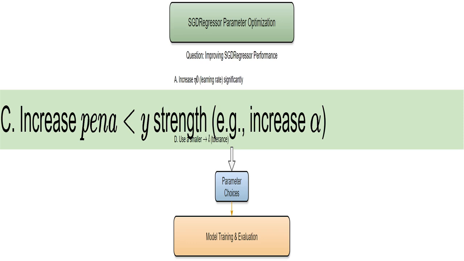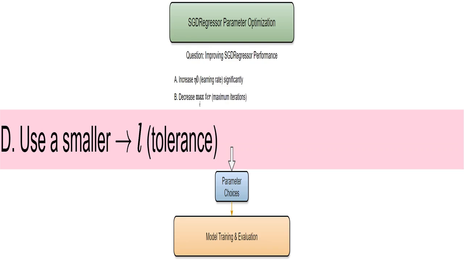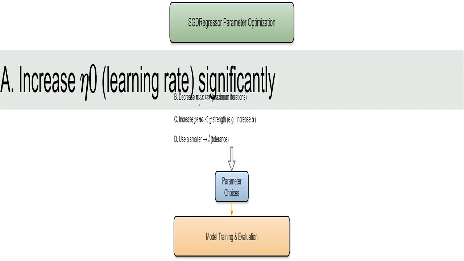sometimes speeds up convergence. A smaller tolerance means the algorithm will keep refining the model until changes in the error are tiny. This means more iterations, slightly longer training, but better accuracy because the model gets closer to the best fit. Reducing the maximum number of iterations will make training faster, but it could result in an incomplete model, potentially harming accuracy. It's a trade-off, speed versus quality.